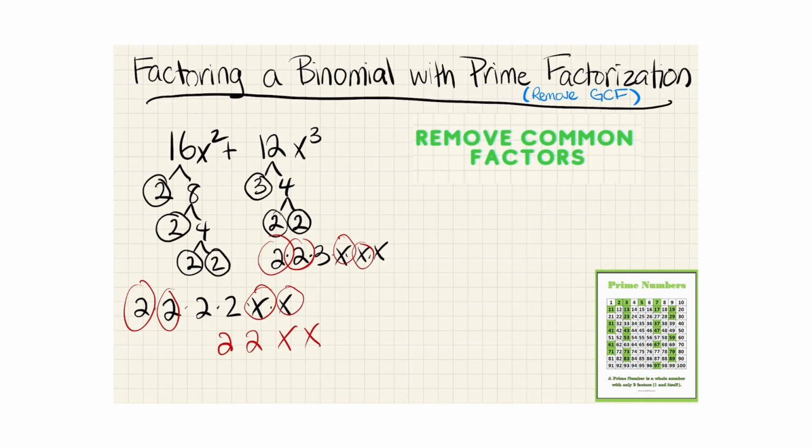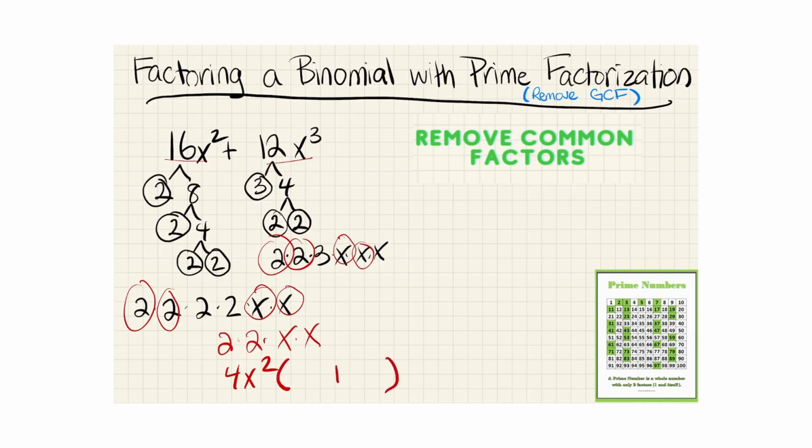I'm going to go ahead and combine those numbers. So remember, these are multiplication. So 2 times 2 is 4. And x times x is x squared. So that's what we've removed from each of these terms. So I've removed 4x squared out of the first term and 4x squared out of the second term.